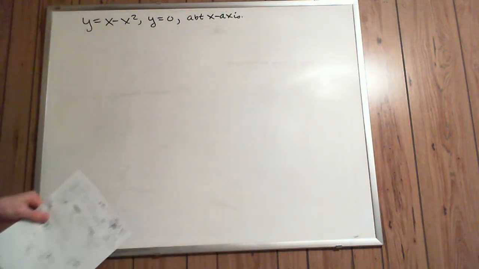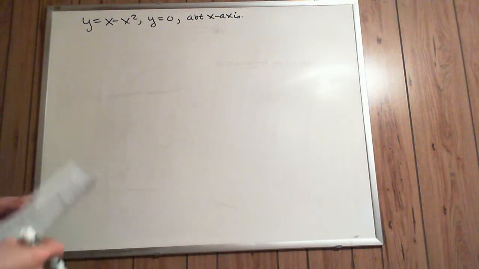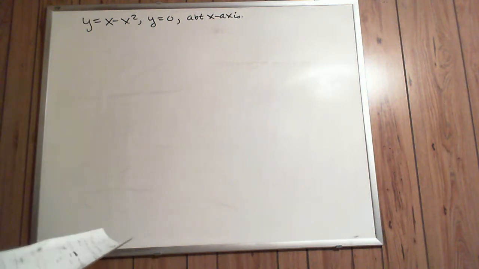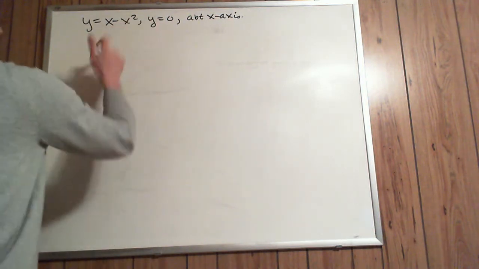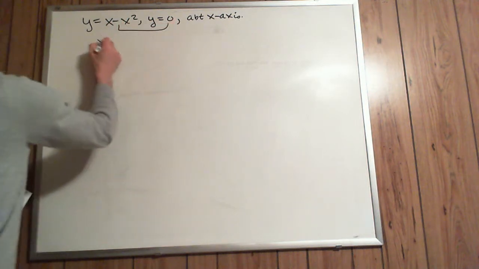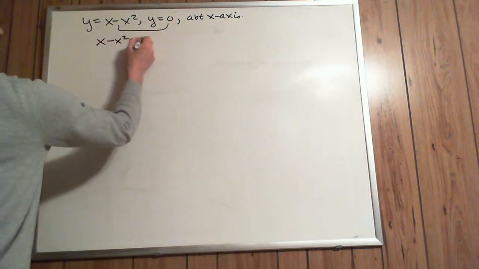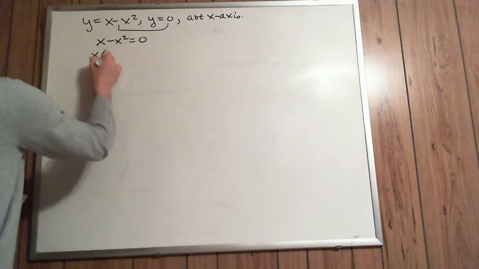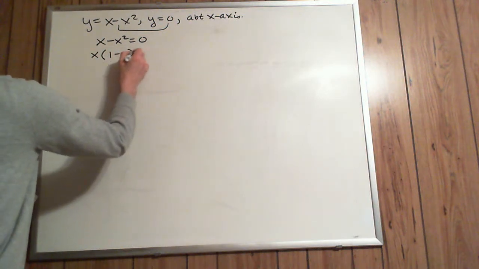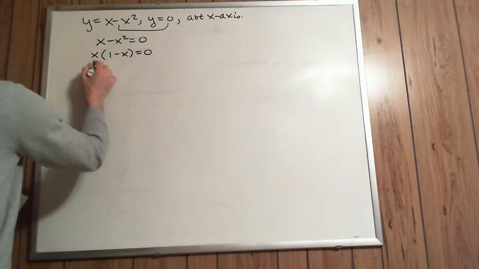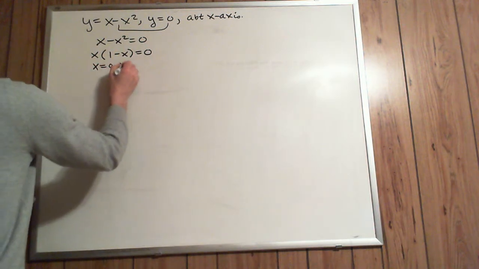So the first step is to get the area. Just like before, you have to get the area bounded by these equations. So I'll set these equal. X minus x squared equals 0. Take out an x, and what's left is 1 minus x equals 0. So x is either 0 or 1.